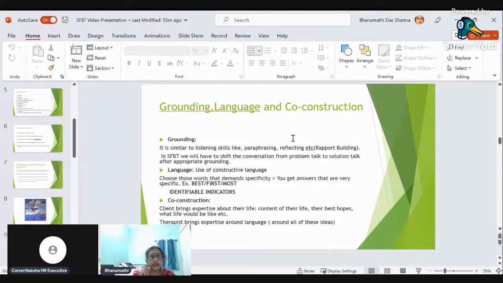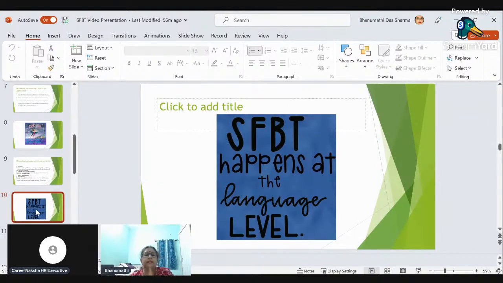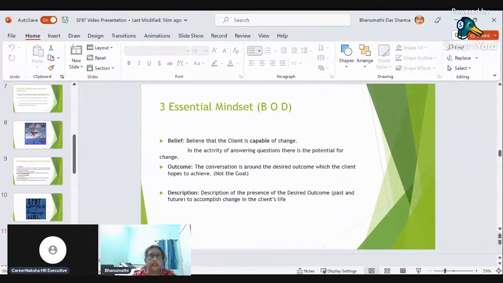Then comes co-construction. It's not a therapist-based approach, it's a co-construction. It's a partnership between both the therapist and the client. Client brings expertise about their life, the content of their life, their best hopes, what life would be like, etc. Therapist brings the expertise around the language, around all these ideas. They know how to convert this into a solution focused approach by using their language. That's why SFBT happens at the language level.